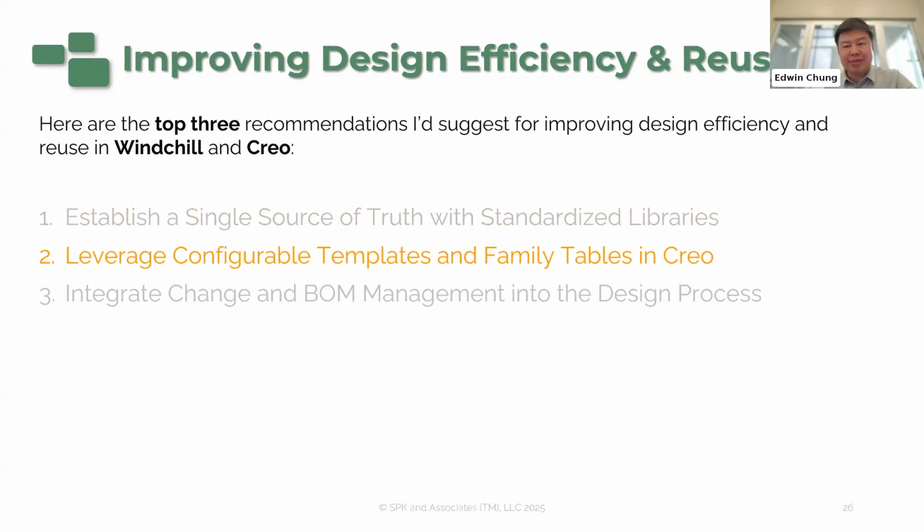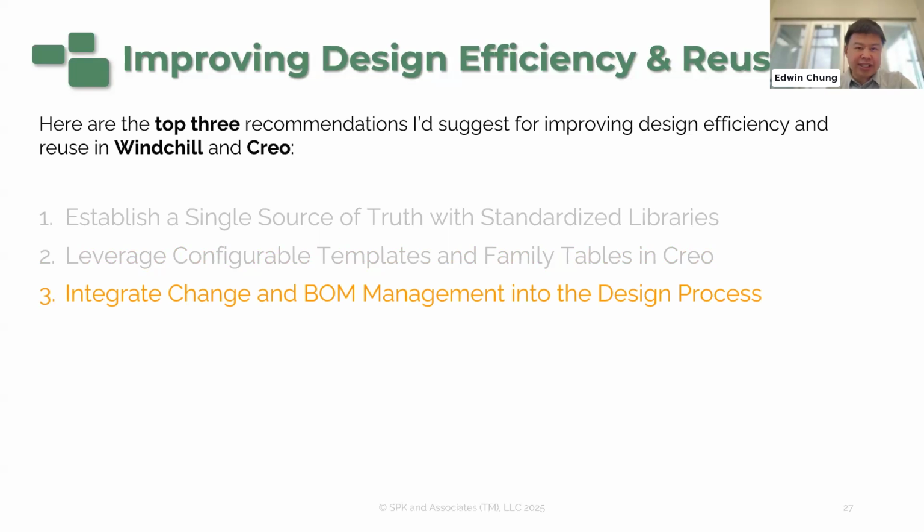Use Creo's family tables as an example to create parametric models that support design reuse. This lets teams generate variations of common designs quickly without starting from scratch. Pair this with Windchill classification and searching, right? It makes it easier to find, adapt, and reuse existing designs instead of recreating them.